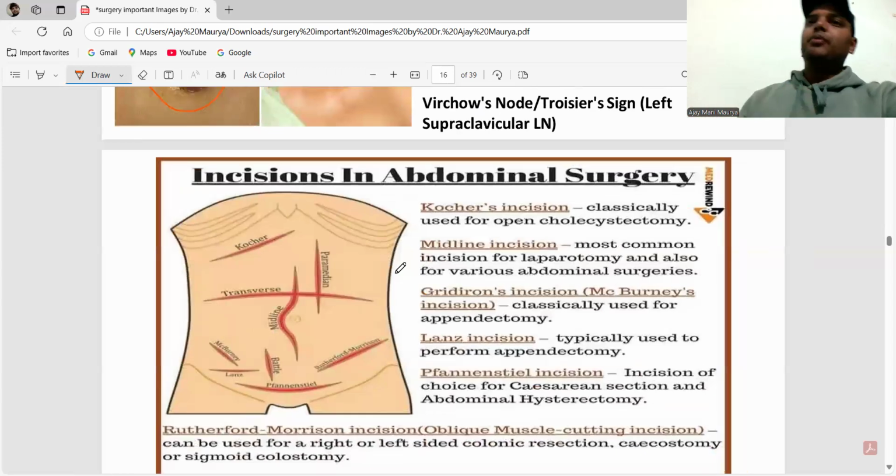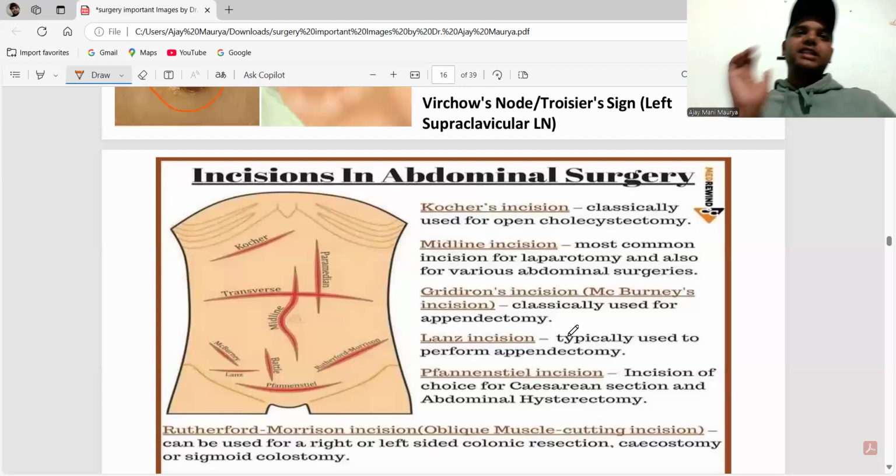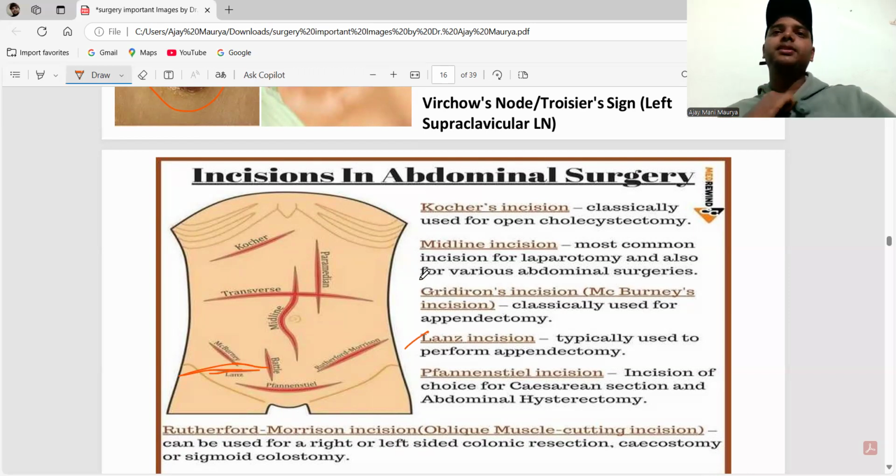These are the incisions in abdominal surgery, guys. Please remember, last time also there was one question. This is the Lanz incision, typically used for appendectomy, guys. Last time the same picture was given, they marked it here. Lanz is important, guys. This is also the Gridiron incision, the McBurney incision, classically for appendectomy. Guys, they always ask about appendectomy. Remember the ones we have: the Lanz and the McBurney, also called gridiron incisions.